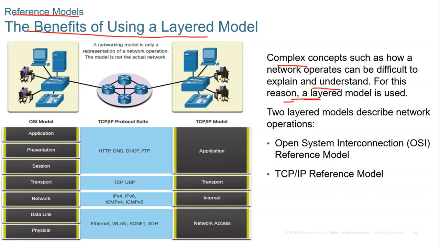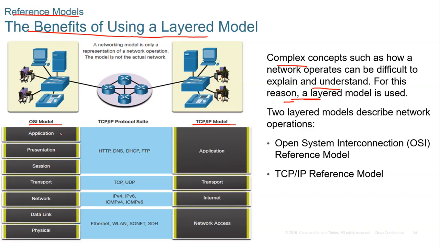So, let's say you're asked to explain how the network operates. It's very difficult. But in case you have the layered reference models, then automatically you will be able to explain, because you'll explain what happens at every layer of the reference model. We have the reference model, specifically OSI, and then we have TCP, which is a protocol suite. So these are the available models.